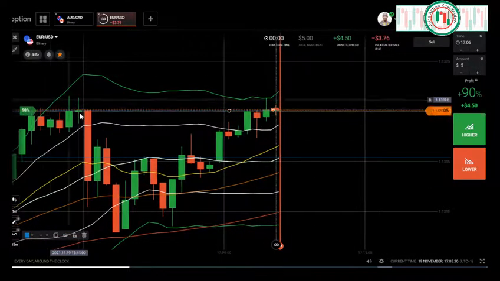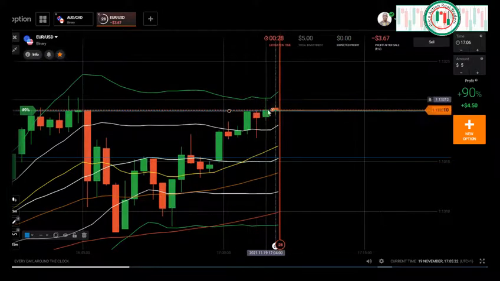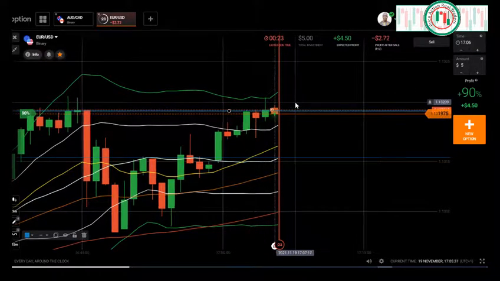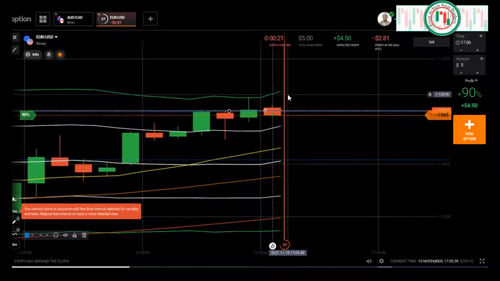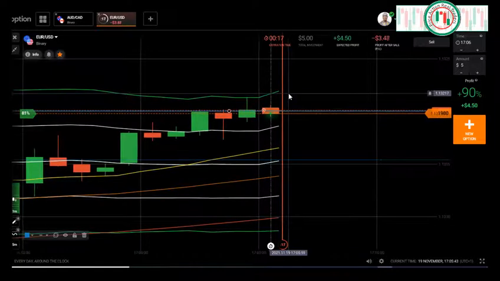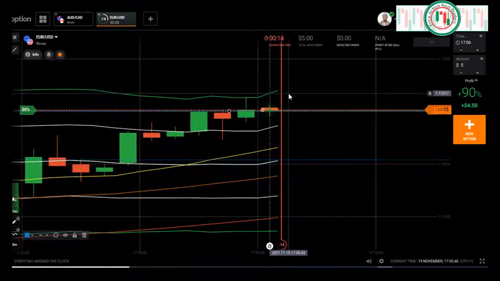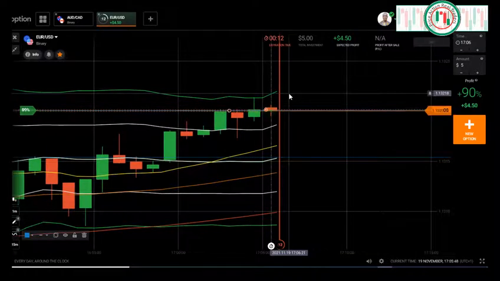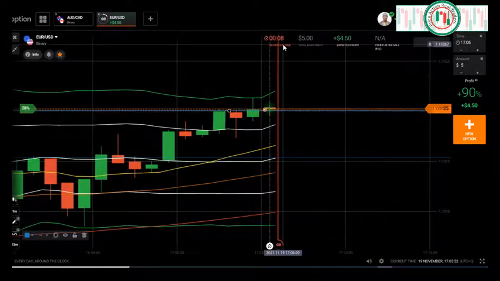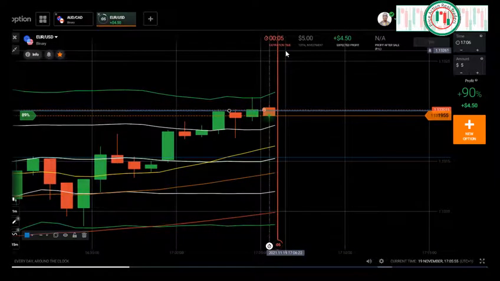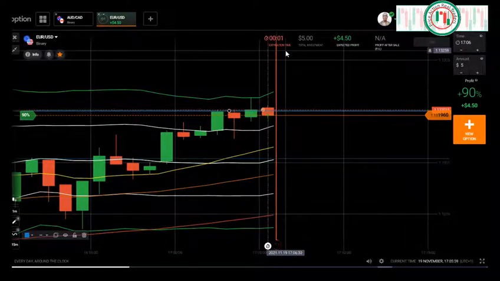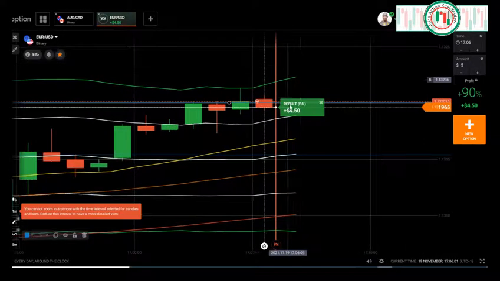But here you can see strong level. You see, very strong level. So I know definitely sellers must enter at this level. So that's why I place my trade put option at this level. Let's see. We have 7 seconds. You see, this is winning trade.